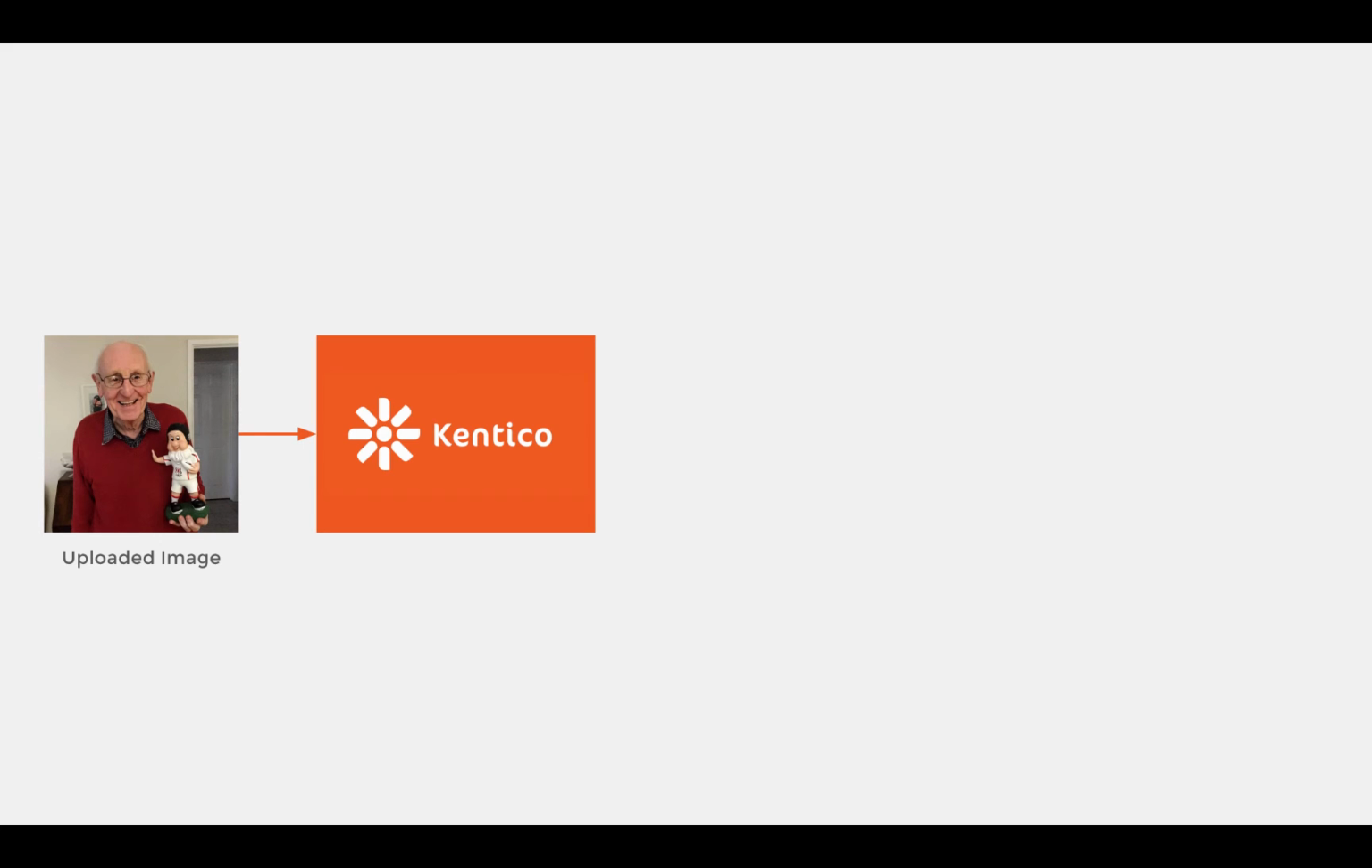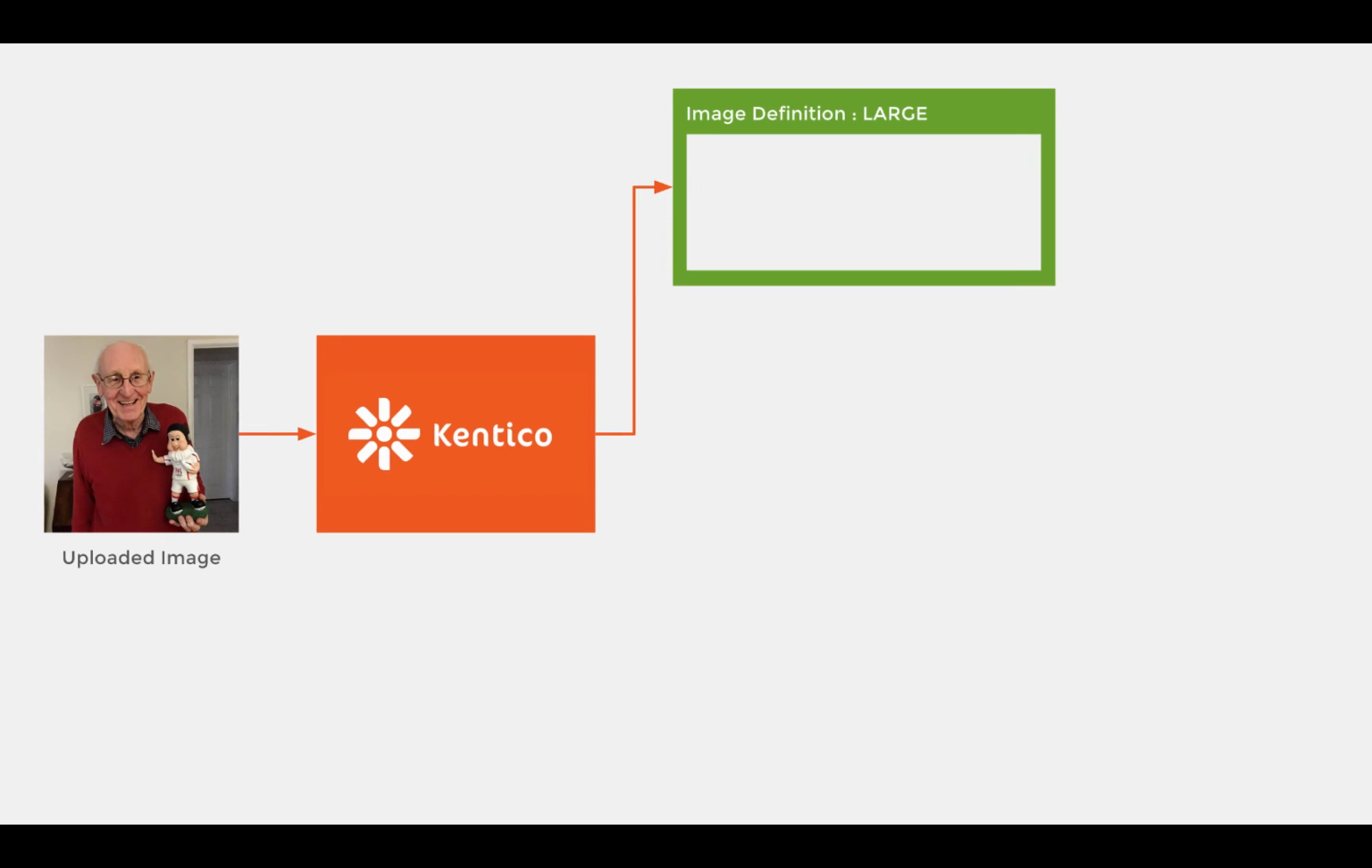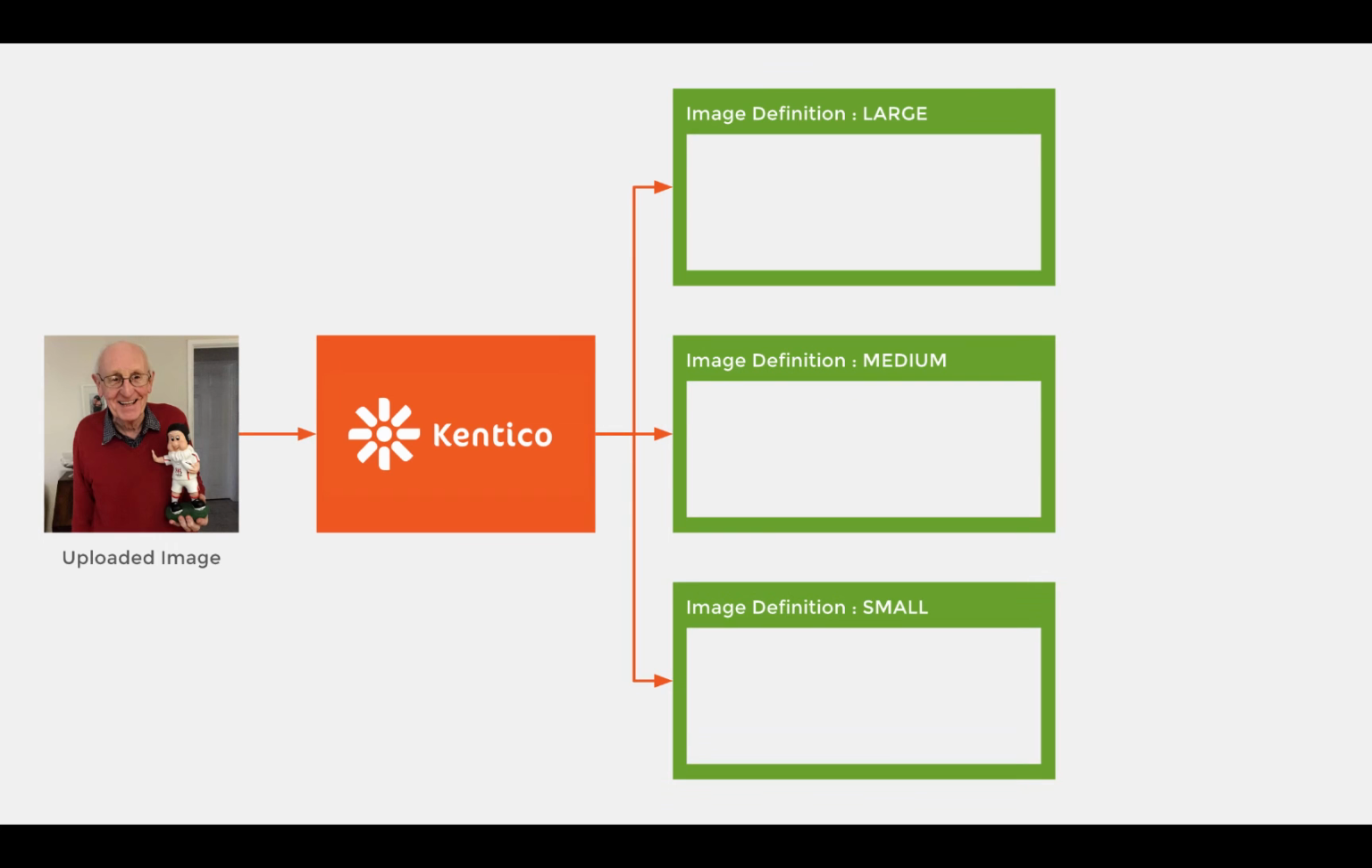To begin, a content editor uploads an image into Kentico version 10. Kentico then dynamically creates multiple versions of the image. This is accomplished through code that you write as a developer. The first class that you write is an image definition. You create a definition for each image variant that you want generated. You'll notice that you give each definition a helpful identifier to help distinguish it. Here we have large, medium, and small.